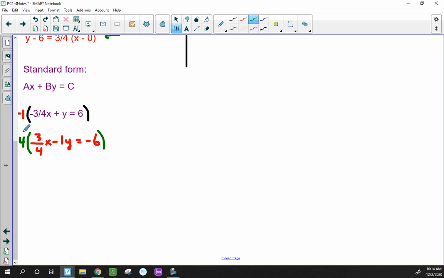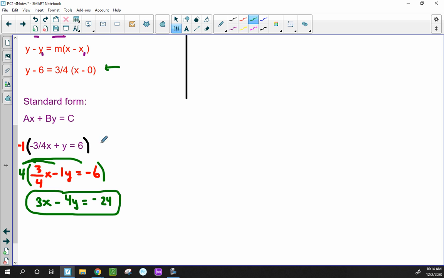So now I'm going to multiply everything by 4, just making it 4 times bigger. 4 times 3/4 is 3, so now it becomes 3x. 4 times -1y becomes -4y. 4 times -6 becomes -24. So this answer is much better than this one.